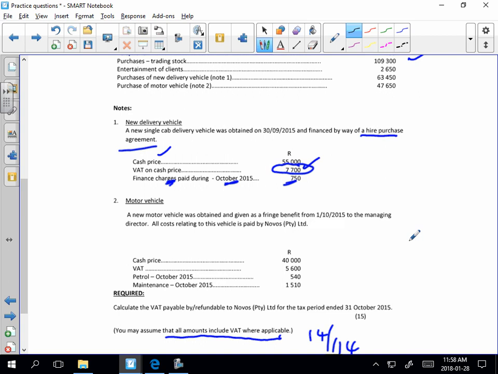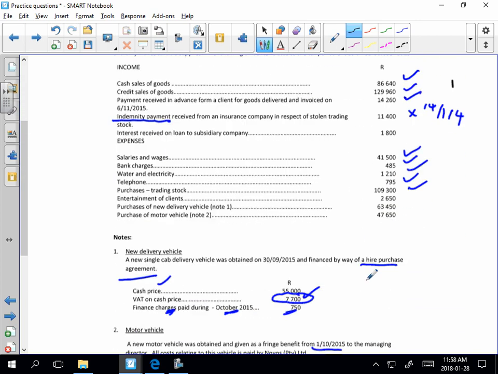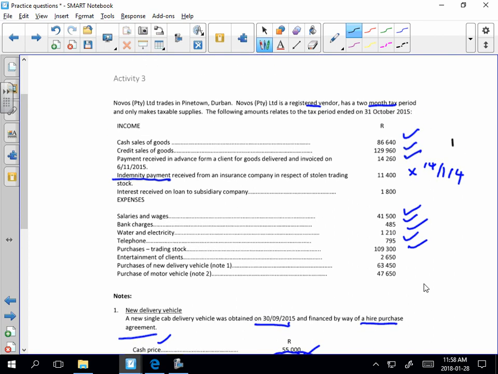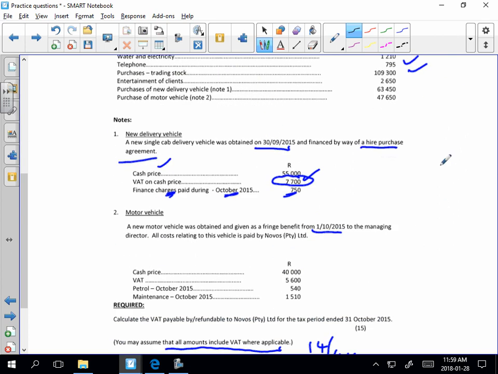Motor vehicle or motor car as defined. It was given as a fringe benefit on the 1st of the 10th, 2015 to the managing director. Cash price. Okay, guys, just need to confirm: 30th of the 9th, 2015. This is the 31st of the 10th. So it's in the period of assessment, right? This one was purchased on the 1st of the 10th, 2015. Can we claim VAT on a motor vehicle? Yes or no? No. VAT denied.